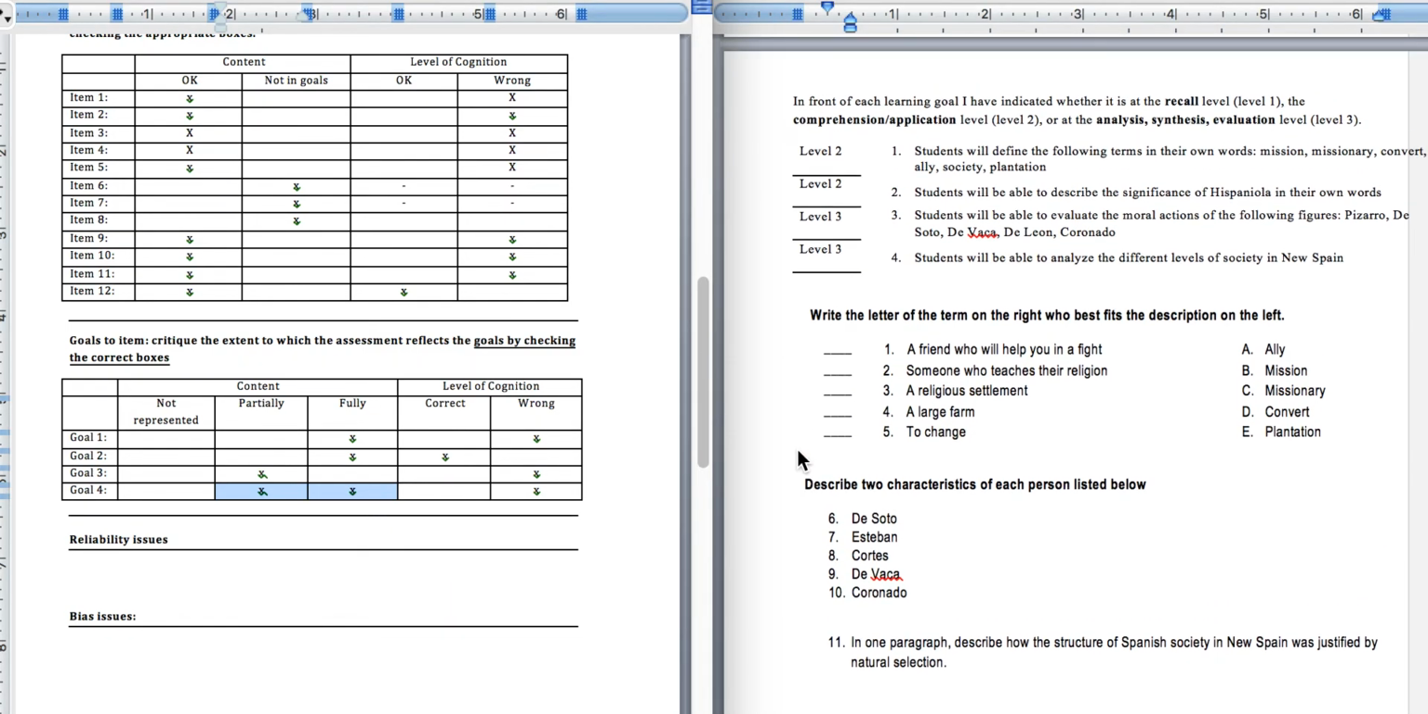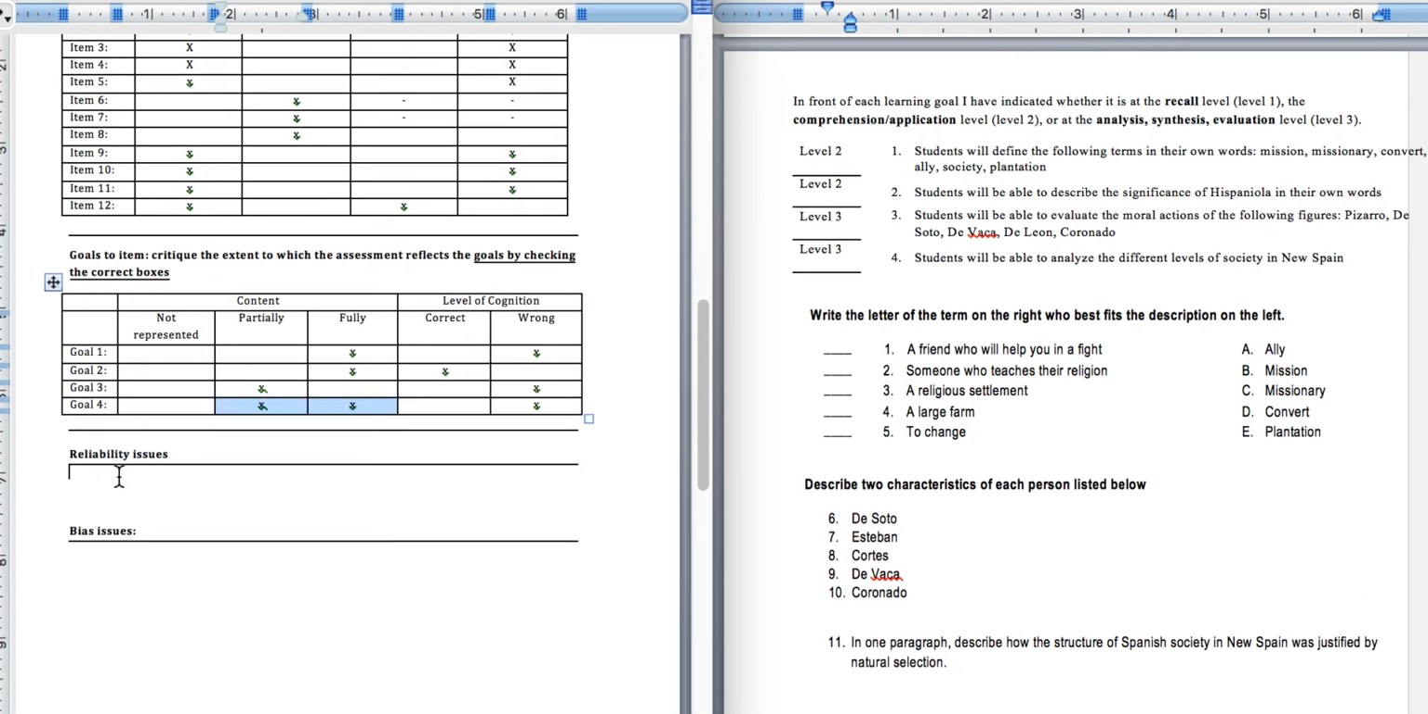Now, we haven't talked about reliability or bias yet, but the real things that I want you to look at about reliability are overall length. Too long, too short. In this case, it actually is a bit too short because it doesn't hit all the goals, and therefore I am not going to get a good estimate of whether or not my students have met them.